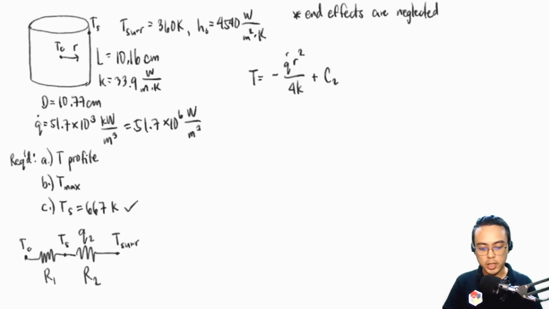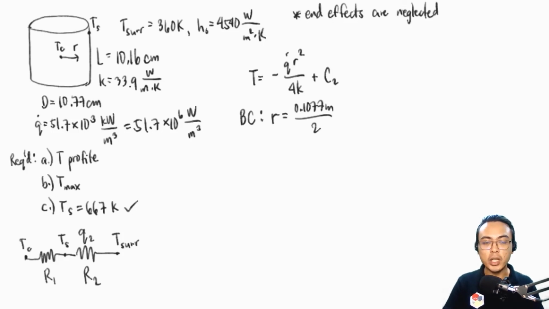This equation, T is equal to negative Q dot R squared all over 4K plus C2, was our derived temperature profile in our previous derivation. Now we can use the boundary condition at the surface of the cylinder to determine the value of C2. So we say, for our boundary condition, at R is equal to 0.1077 meters over 2, this is the actual radius of the cylinder, meaning our position is at the surface of the cylinder. The temperature is equal to the surface temperature, which is, from what we have determined earlier, 667 Kelvin.